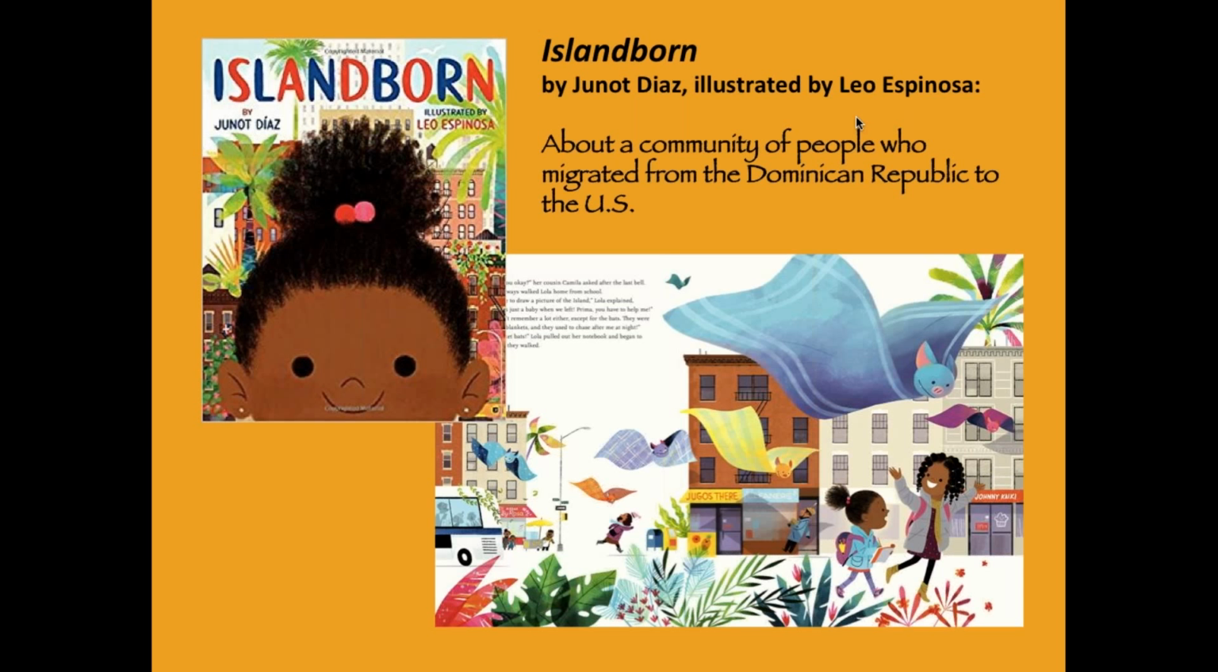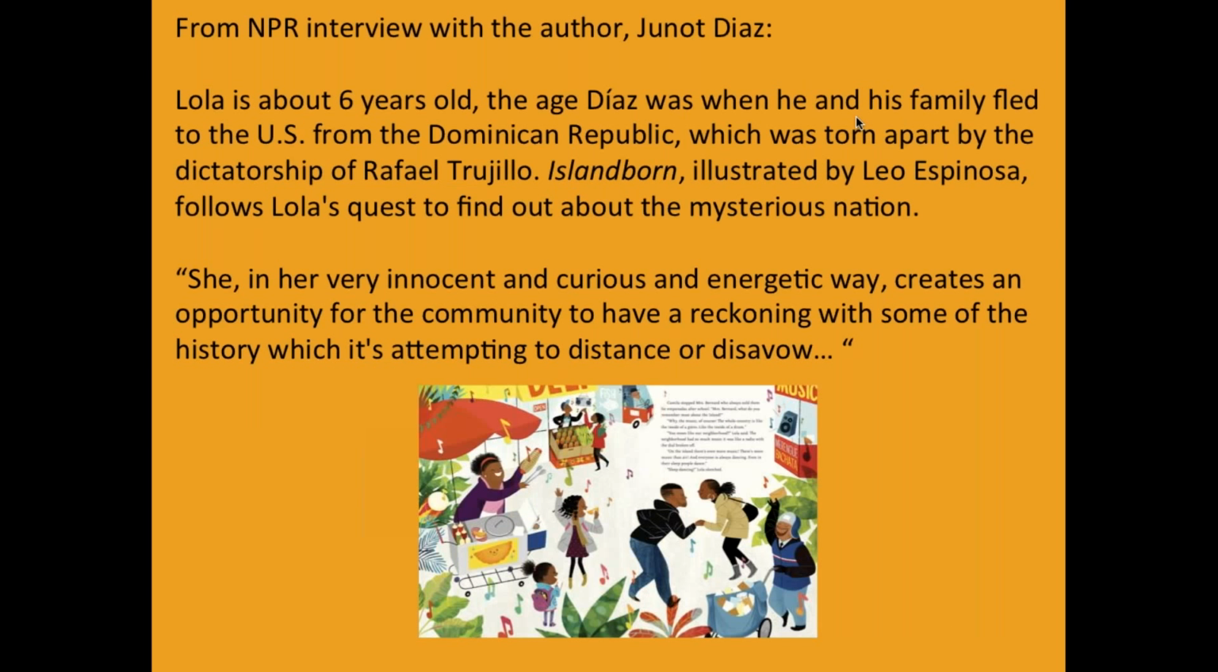But a little girl wants to find out more about her people, about why they have come to the United States, especially when each one of them tells her about how wonderful it was back in the old country. In the story, Lola is about the age that Diaz was when his family fled the Dominican Republic, which was being torn apart by the dictatorship of Rafael Trujillo. So when she asks everybody what it was like back on the island, they tell her about the great music, the great food, the great weather, the beautiful beaches, the great sense of community. She's trying to figure out why they have left.